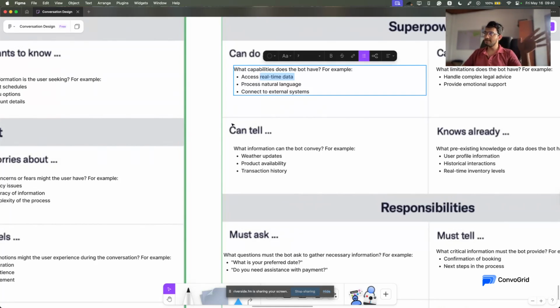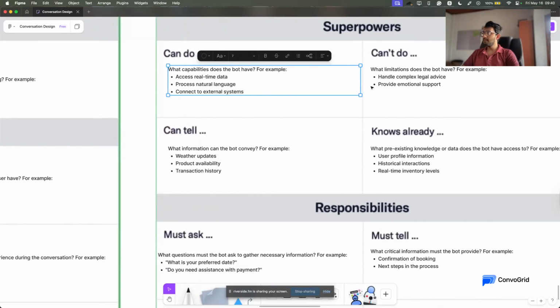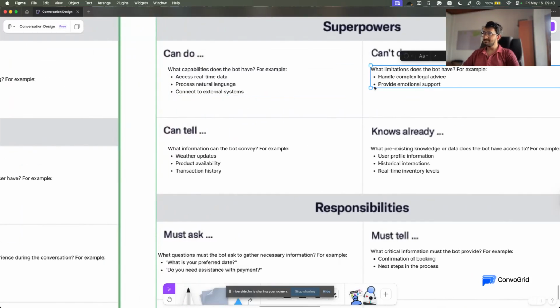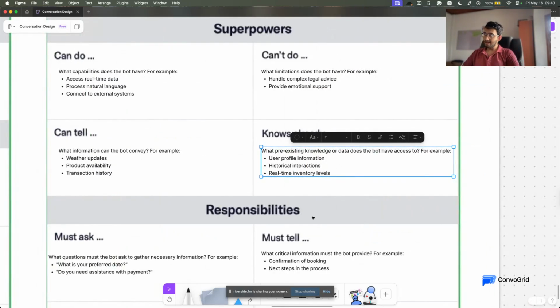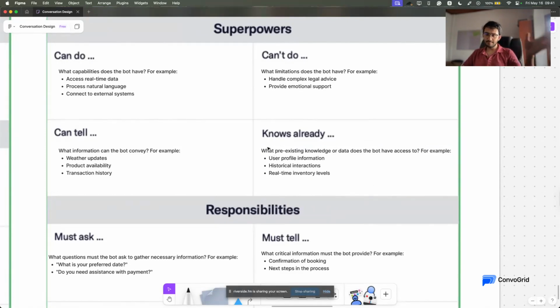So that's all totally up to what you need. And what the bot can't do is what it is incapable of doing. For example, like I mentioned before, if it's a plane bot, it should not be able to answer about hotels, and it should not be able to help you book a hotel. What it knows already is about the aspects that it knows about, maybe the user's information, maybe the knowledge base that it has, which is the real-time data sources if it's real-time data, and if not, the preset pre-built knowledge base, which includes information about the website, information about the planes if it's a plane bot, and so on.